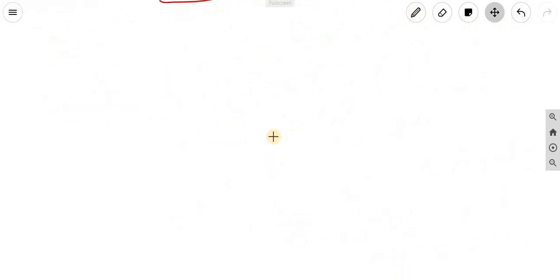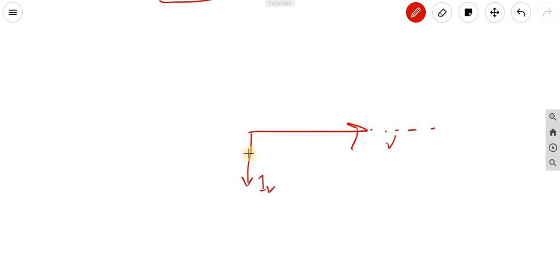So what would we get for this section? Here we are considering V as the reference. Now for the inductor, what is the current? It is lagging. So this current is lagging by 90 degrees.